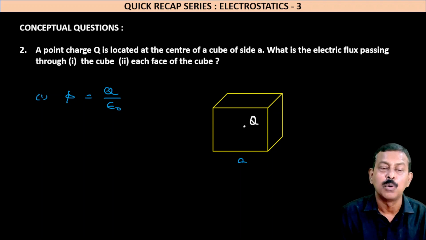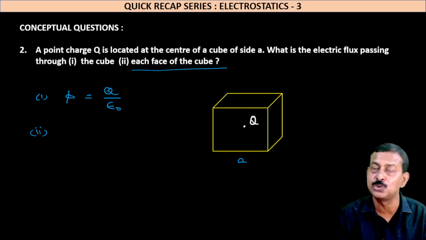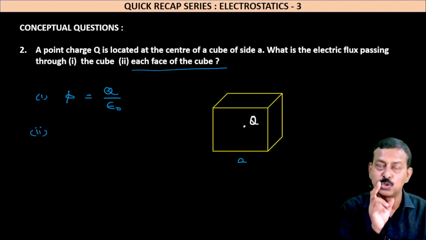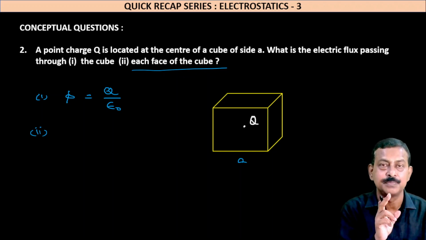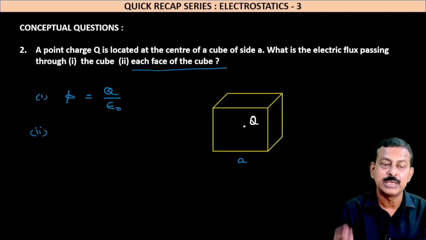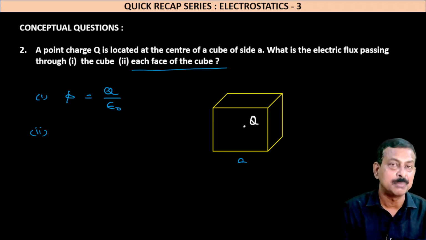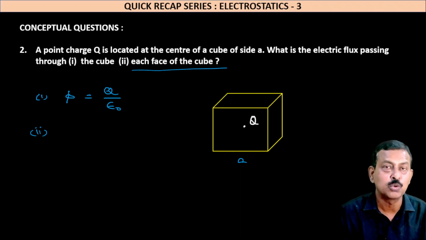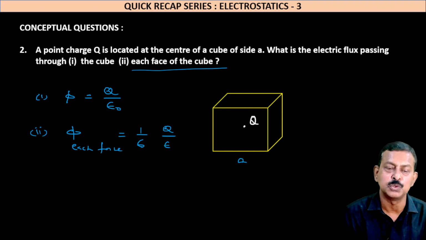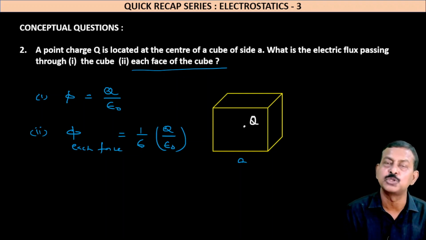Second part: what is the flux through each face of the cube? Since the charge is at the center of this cube, all the 6 faces of the cube are identical. So whatever flux is coming out will go equally through all the 6 faces. The flux through each face will be equal to 1/6 of the flux through the entire cube. So it is 1/6 of Q by epsilon naught.